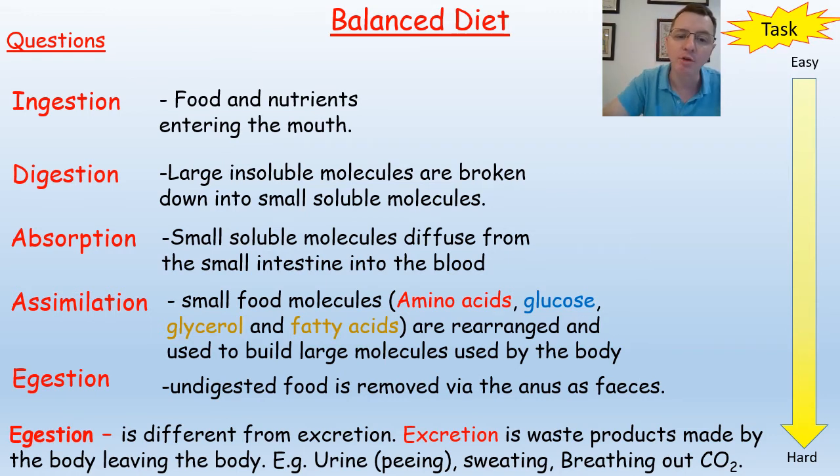Assimilation is when the food molecules, the amino acids, glucose, glycerol and fatty acids, are rearranged and used to build large molecules used by the body. Egestion is the undigested food that's removed via the anus as feces.